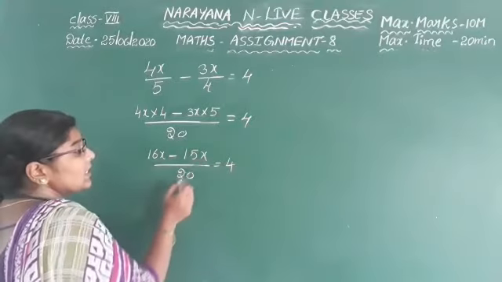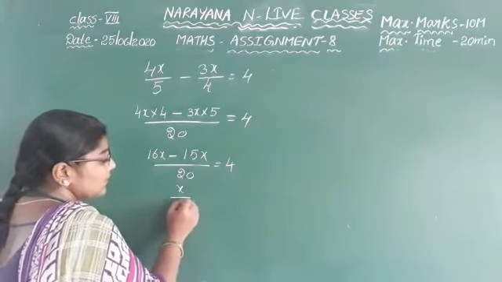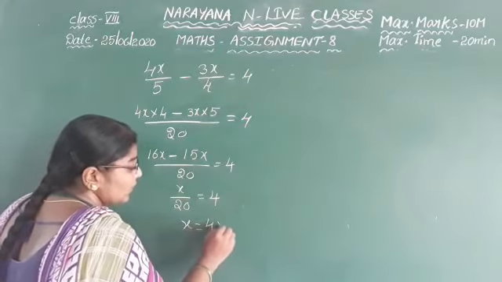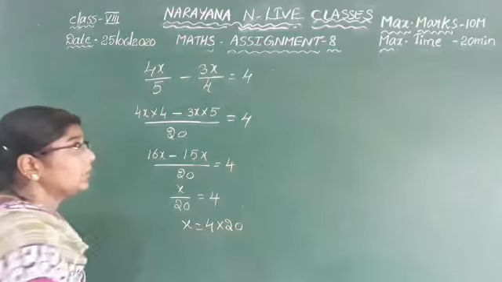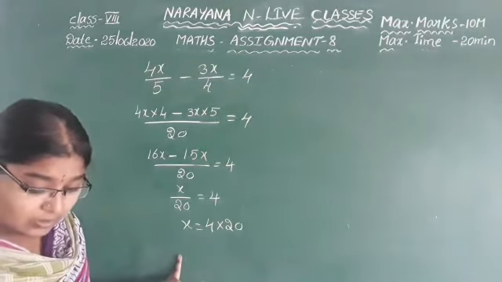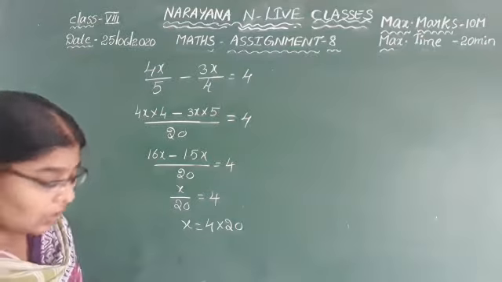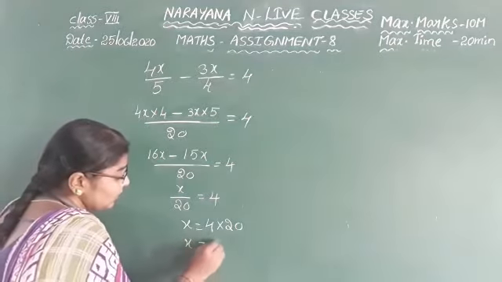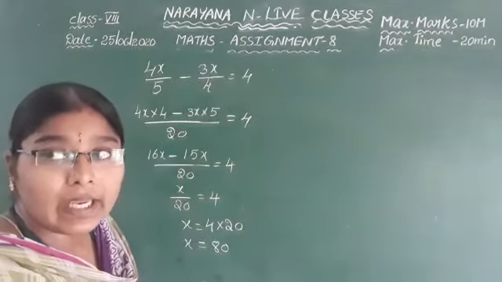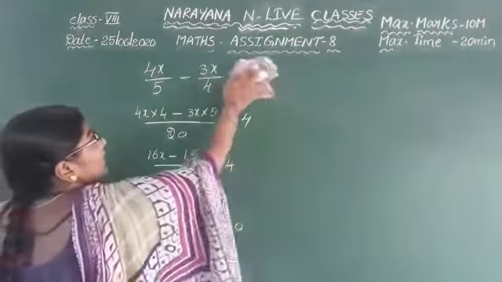So 16x minus 15x by 20, x by 20 is equal to 4. The 20 going to that side means 4 into 20. So 4 20s is x is equal to 80. So what value of x do we get? We get 80 as the x value. Okay, and next, the fourth question.